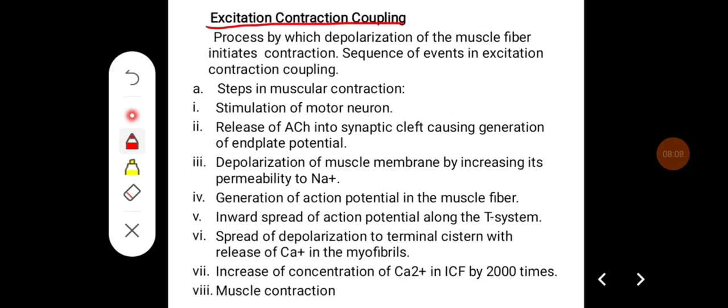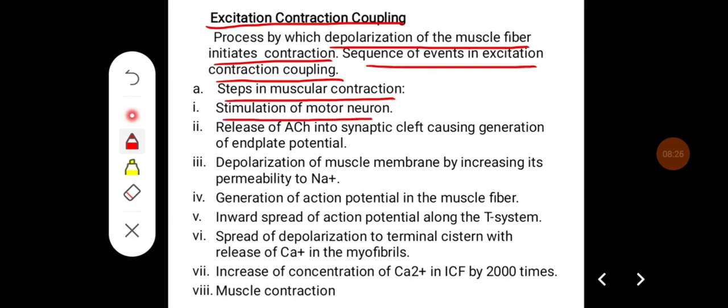The steps of excitation contraction coupling. The process by which depolarization of the muscle fiber initiates contraction is excitation contraction coupling. The sequence of events in excitation contraction coupling are the steps involved in muscle contraction. In the beginning there will be stimulation of the motor neuron that causes the release of acetylcholine into the synaptic cleft, causing generation of the end plate potential.